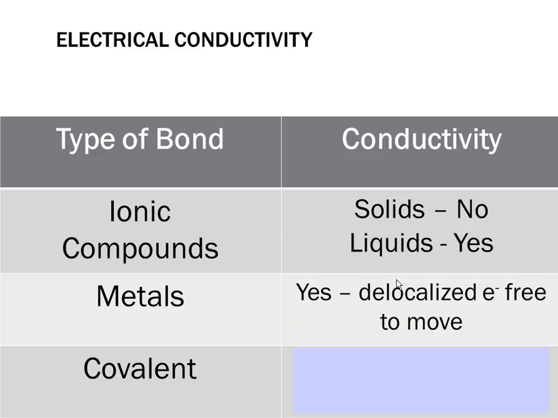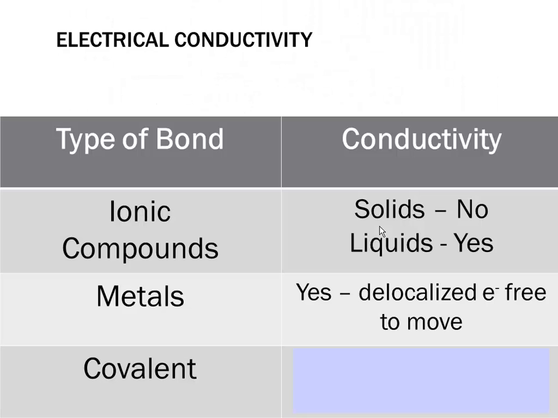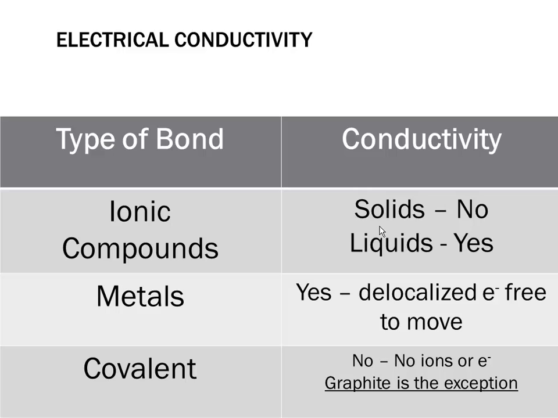Metals do conduct electricity. That's why you have copper wiring. This is because the delocalized free electrons are allowed to move freely, therefore electricity can travel through. As you can see here, you have a sea of electrons flowing in every direction, allowing electrons to travel. Almost all covalent compounds do not conduct electricity.